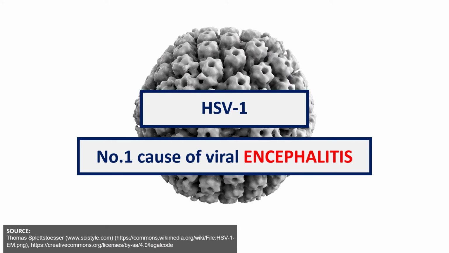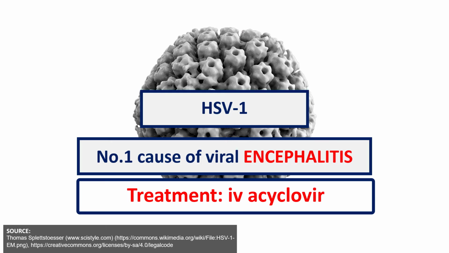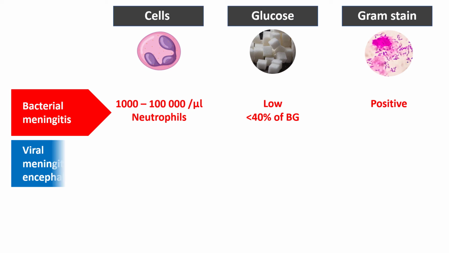Why do I emphasize this? Well, if you suspect viral meningitis, pure meningitis, treatment will be symptomatic. If you suspect viral encephalitis, you will start empiric treatment with acyclovir, a drug that specifically targets herpes viruses. But in the end, there are endless possibilities, numerous viruses that can cause both meningitis and encephalitis, and they can all lead to a similar CSF profile.